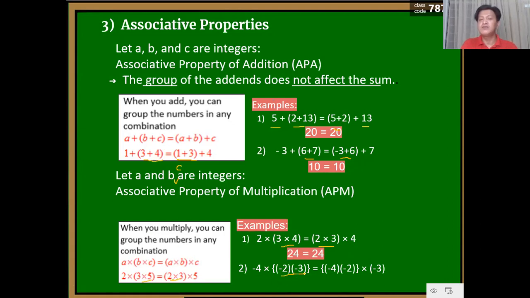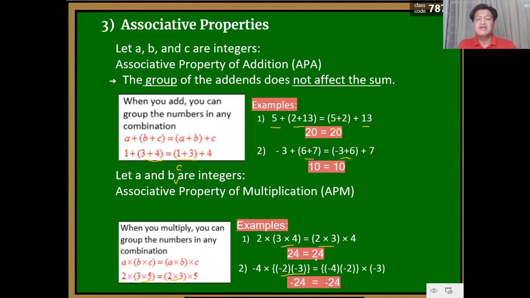Magkagrupo to negative 2 tsaka negative 3. Pag sinimplify natin yan, kailangan same lang siya nandoon sa right side. Kaya negative 4 times negative 2 times negative 3. That is equal to negative 24. Kaya kung mapapansin natin, di ba, hindi nagbago yung product.